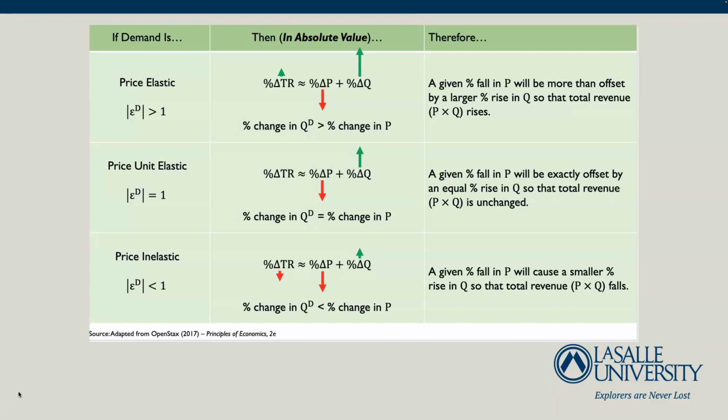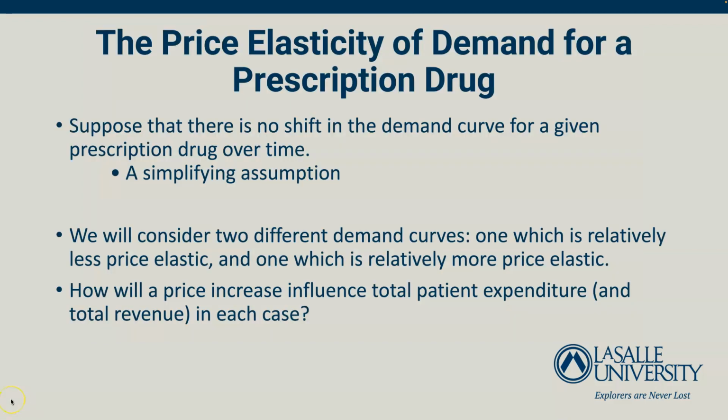So let's explore why this matters in a healthcare setting. Let's consider the price elasticity of demand for a prescription drug and how a price change will affect total patient expenditure. So in this analysis, we're going to suppose that there's no shift in the demand curve for a given prescription drug over time. And this is a simplifying assumption because in practice, the demand curve is shifting all the time.